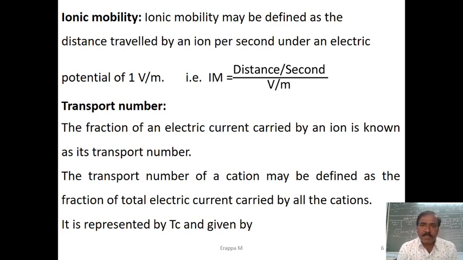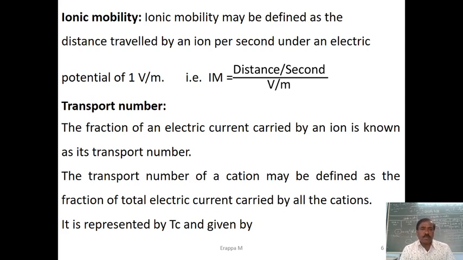Ionic mobility may be defined as the distance traveled by an ion per second under an electric potential of 1 volt per meter. Once again, read this ionic mobility definition. Ionic mobility may be defined as the distance traveled by an ion per second under an electric potential of 1 volt per meter. In mathematical form, ionic mobility is equal to the distance traveled per second divided by the applied potential, 1 volt per meter.